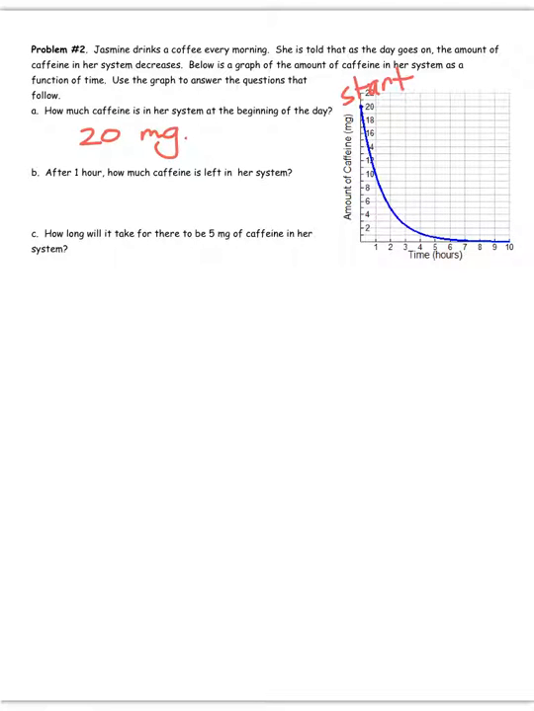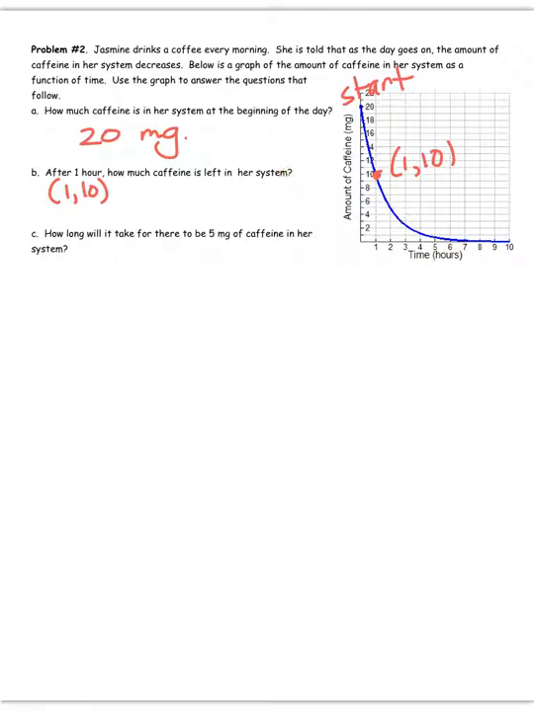And then it says after 1 hour. So 1 hour tells me I look at the x value for hours. After 1 hour, how much caffeine is left in her system? So I'm going to go to my time, going to go to 1 hour, and go up to my graph. And you guys see how I end up right here is where I hit my graph. And I'm going to actually put a point right there. And I'm going to put there 1, 10. And that doesn't answer my question. How do I answer my question? It says after 1 hour, how much caffeine is left in her system?